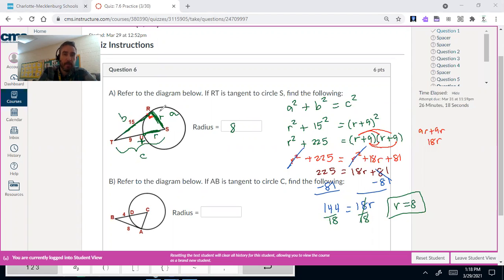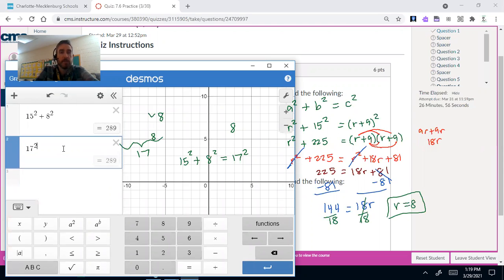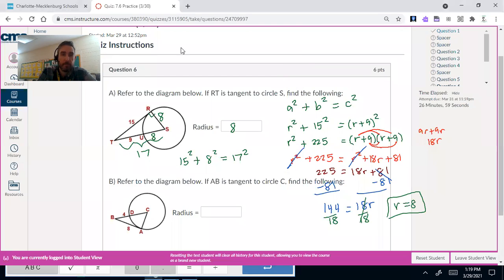We can always go back and plug that back in just to see if that works. So if that's 8, that means this is going to be 9 plus 8. Watch this for a minute. I'm going to erase this. So if we know that's 8 and that's 8, 9 plus 8 is 17. It should work that 15 squared plus 8 squared is equal to 17 squared. Let's see what we get. 15 squared plus 8 squared is 289. 17 squared is also 289. So both sides check out.